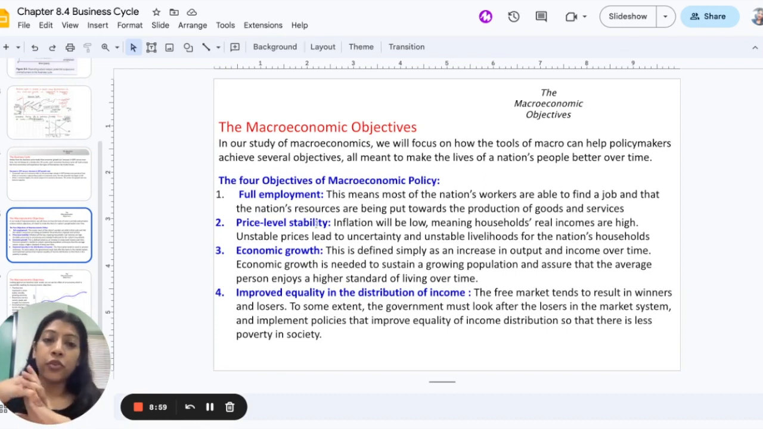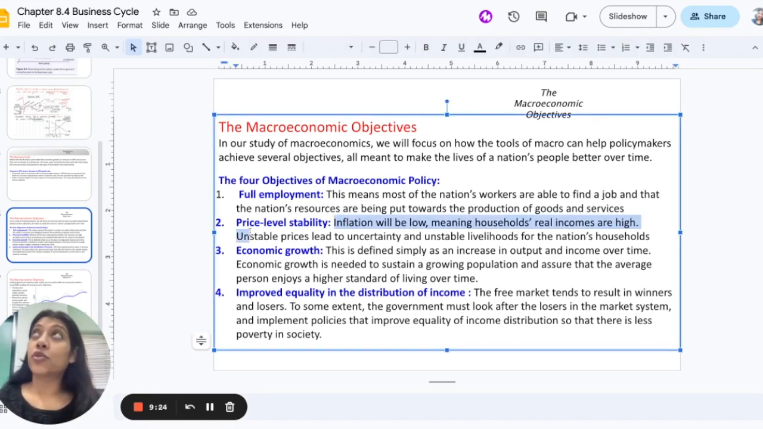Okay, in our study of macro, we will focus on how the tools of macroeconomics can help policymakers achieve several objectives. Every economy has these four objectives, which is why policies have these four objectives, which is to get full employment so that most of the nation's workers are able to find a job and the nation's resources are being put towards the production of goods and services. Price levels should be relatively stable. That's what economies strive for, keeping inflation low and households' real incomes pretty high.